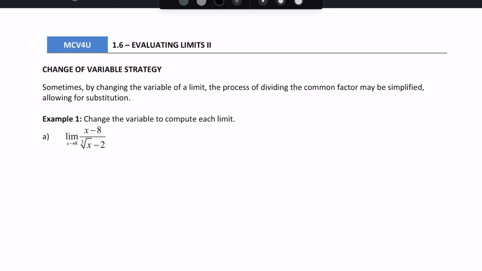And today specifically we'll be talking about what is called the change in variable strategy. It says sometimes by changing the variable of a limit, the process of dividing the common factor may be simplified, allowing for substitution.